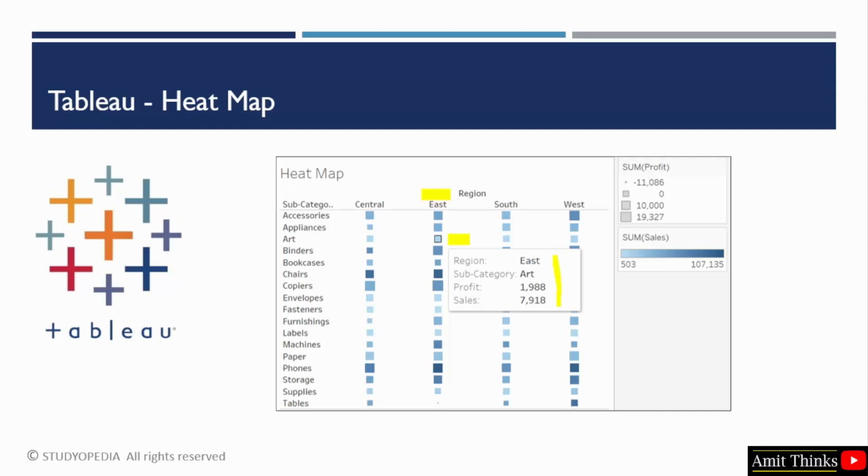So this visualizes profit and sales data across different regions and subcategories. Regions, you can see central, east, south, west, and subcategories are also visible: accessories, appliances, art, binders, and others. The color intensity represents the magnitude of profit above and the magnitude of sales performance across different regions and subcategories.